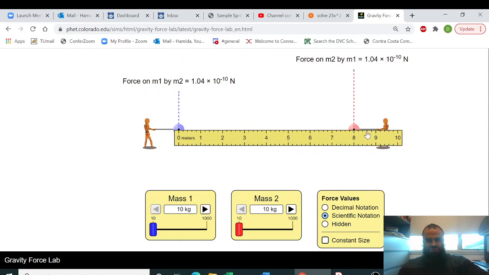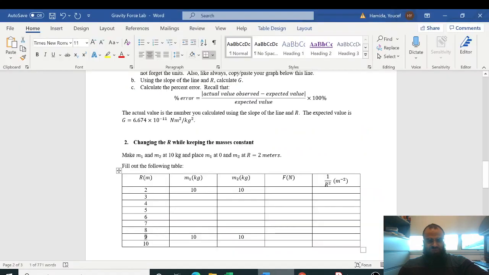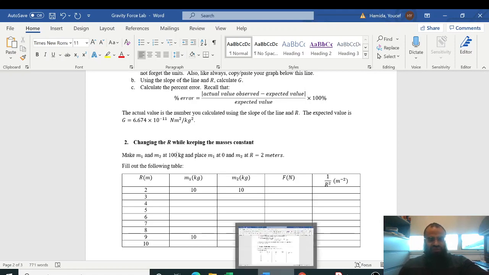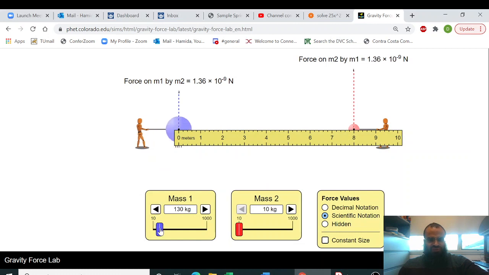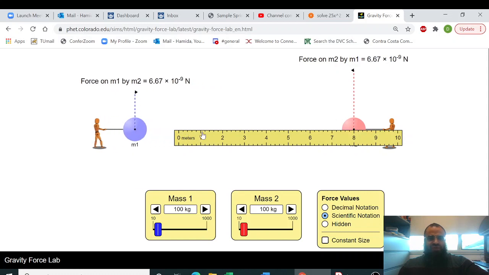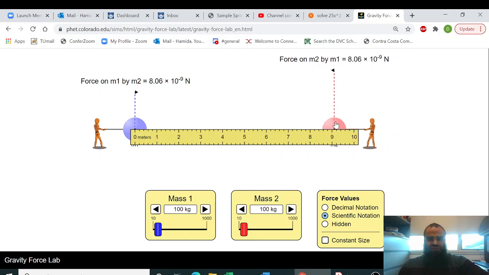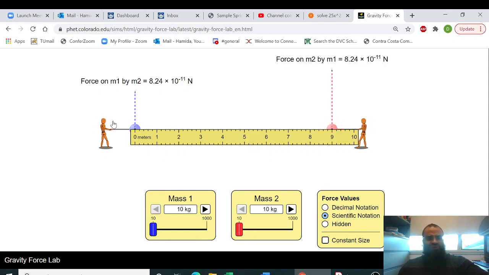When r is 9 meters, let's pull it all the way. It doesn't get all the way to 9 meters, so I guess we will have to stop at 10 meters, or let me change the masses to 100 kilograms each. Let's see if it will accept that. Oh, I see. Let's pull this person this way and then this one this way, and now it's fine. Okay, let's change it back to 10 and 10. This person wasn't all the way to the left. They can be as far apart as 10.